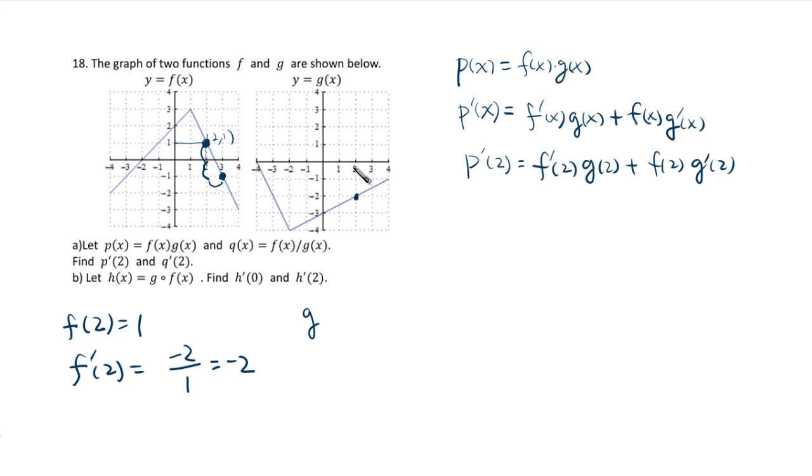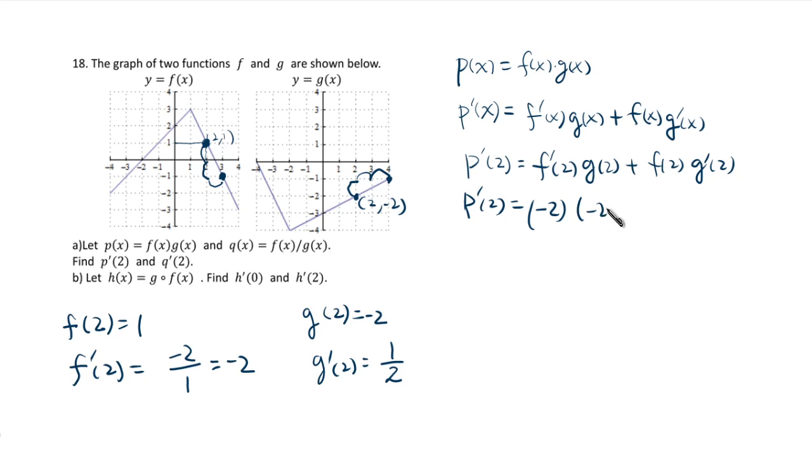Okay, let's do the same thing for g. For g, it passes through 2, -2. So g of 2 is -2. And g prime of 2, again, you have to pick 2 points. Let's pick this point and this point. To go from here to there, you rise by 1 and you run by 2. So rise is 1, run is 2. Therefore, we have these values, and that's good enough for us to figure out p prime of 2, because now I know that f prime of 2 is -2, g of 2 is -2, f of 2 is 1, g prime of 2 is 1/2, which is +4 plus 1/2, which is 9 over 2.